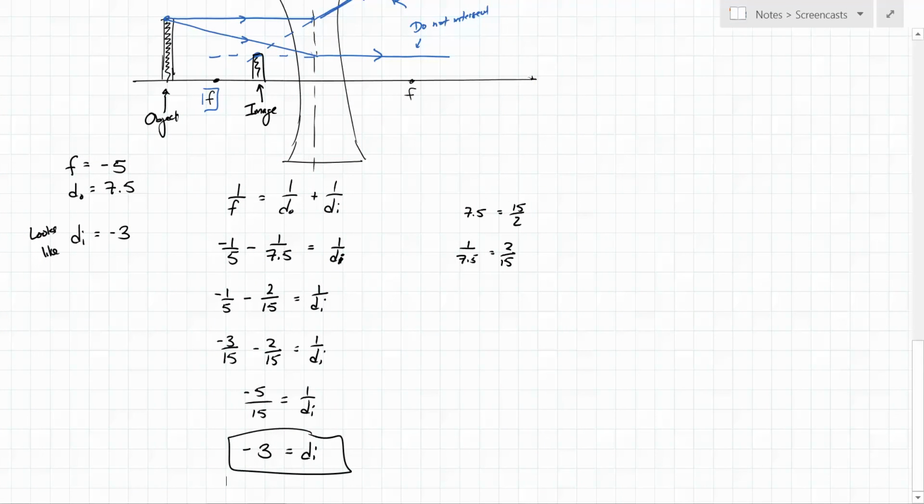So, again, we could go check the magnification too if we want. We see it's definitely reduced, which we should expect. DI is less than DO. It's upright. DI is negative. That makes sense. The magnification will then be positive.